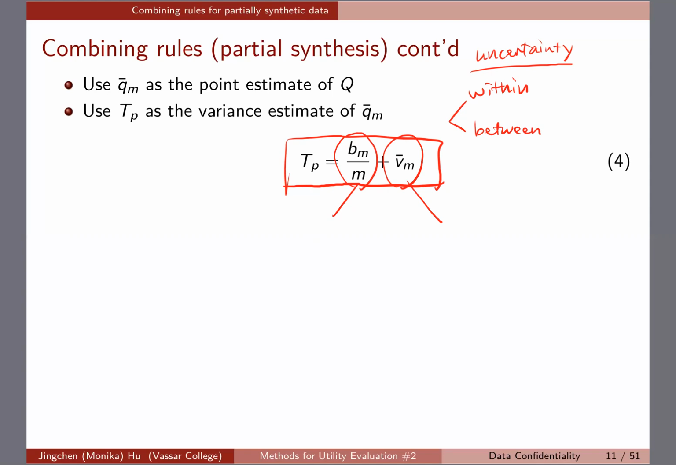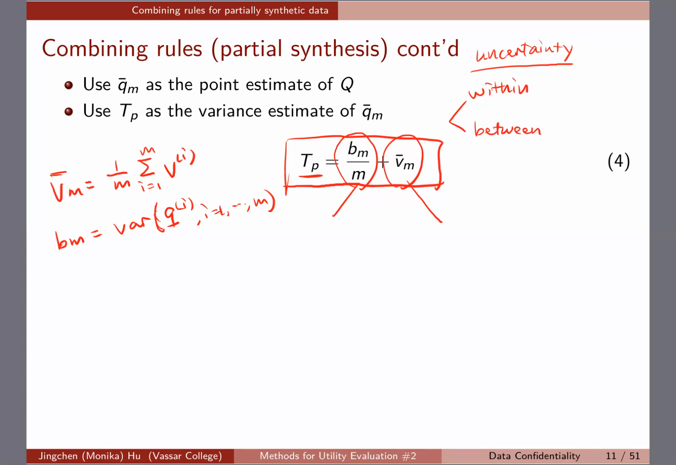Okay, so let me do one more thing for you. The V bar M from before was 1 over M, sum of I from 1 to M of VI, right? And then BM is the variance of QI, I from 1 to M. I'm going to pause here so you can have a discussion with your neighbor. So again, my question or the setup here is that we know that this TP is being used as the variance estimate.